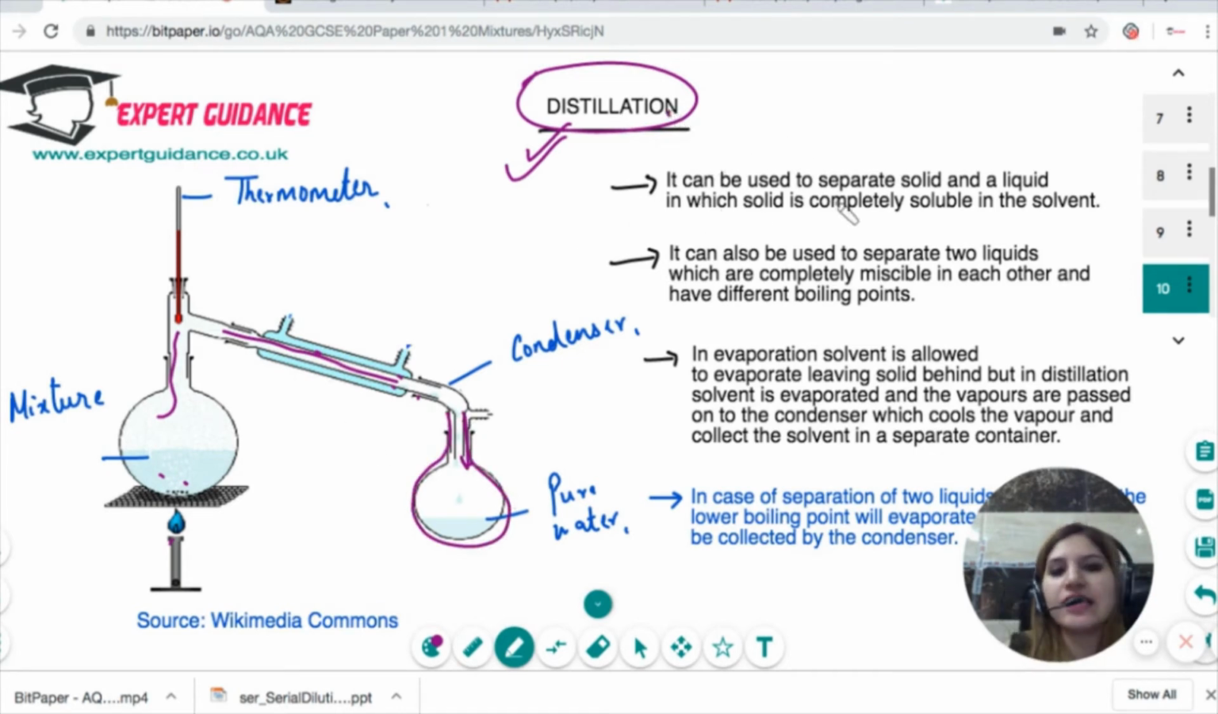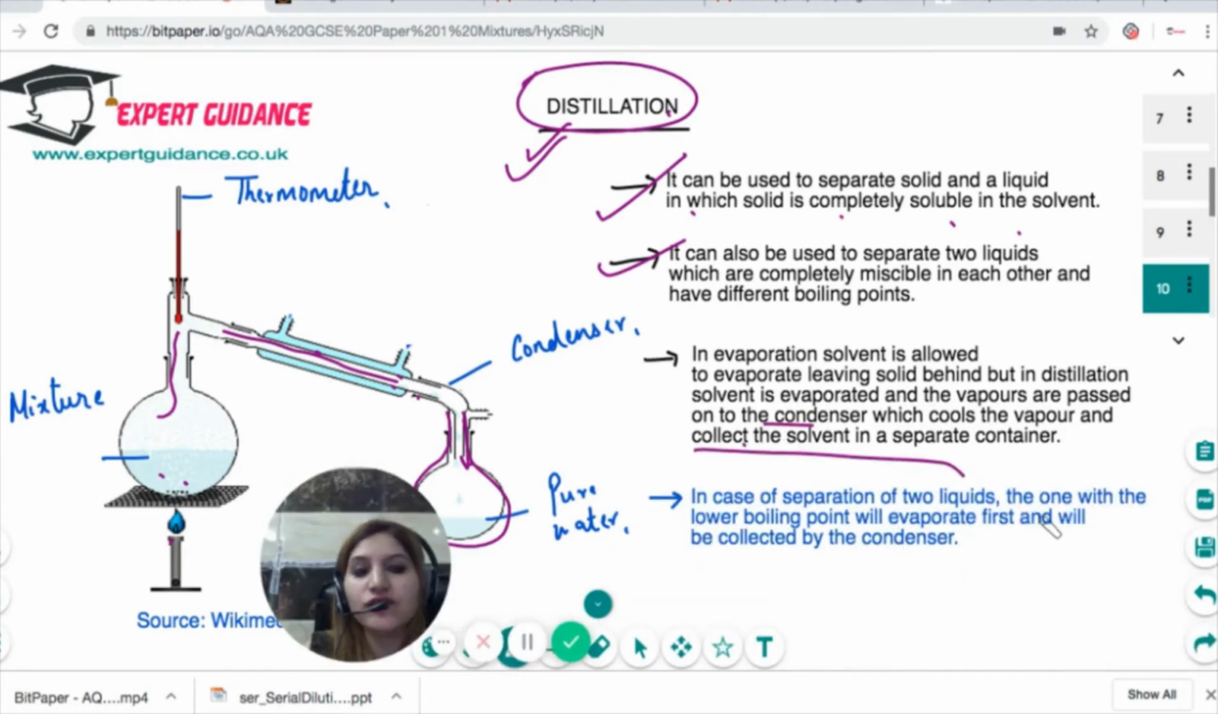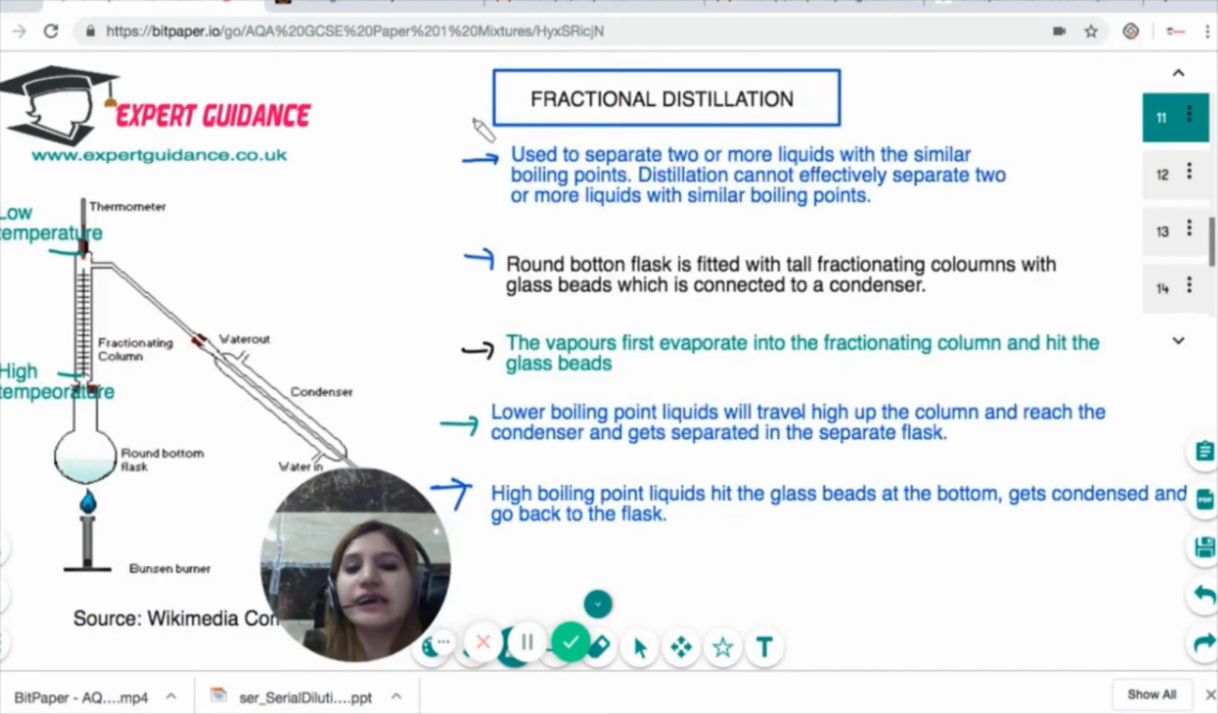So distillation is used to separate a solid and a liquid, in which the solid is completely soluble in the solvent. It can also be used to separate two liquids which are completely miscible in each other and have different boiling points. So in evaporation, the solvent is allowed to evaporate, leaving the solid behind. But in distillation, the solvent is evaporated and the vapors are passed onto the condenser, which cools the vapors and collects the solvent in a separate container. In case of separation of two liquids, the one with the lower boiling point will evaporate first and will be collected by the condenser.